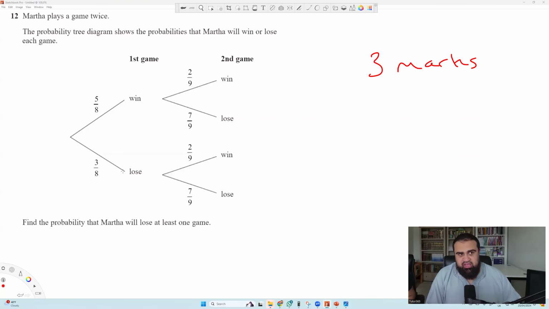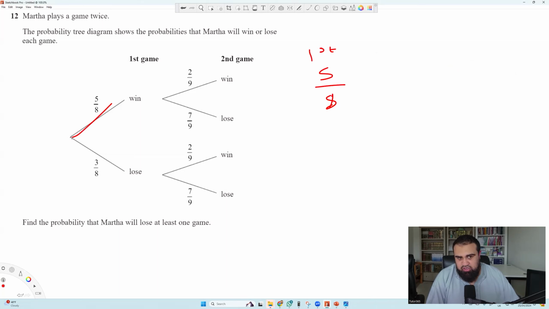Okay, for this question here, guys, I hope you've had a go. It says, find the probability that Martha will lose at least 1 game, and it's worth 3 marks. So what you do is you first have to figure out what can happen. Well, she can win the first game. And if she wins the first game, the probability is 5/8. And then the second game, she can lose, which is 7/9. So this is at least 1 game.